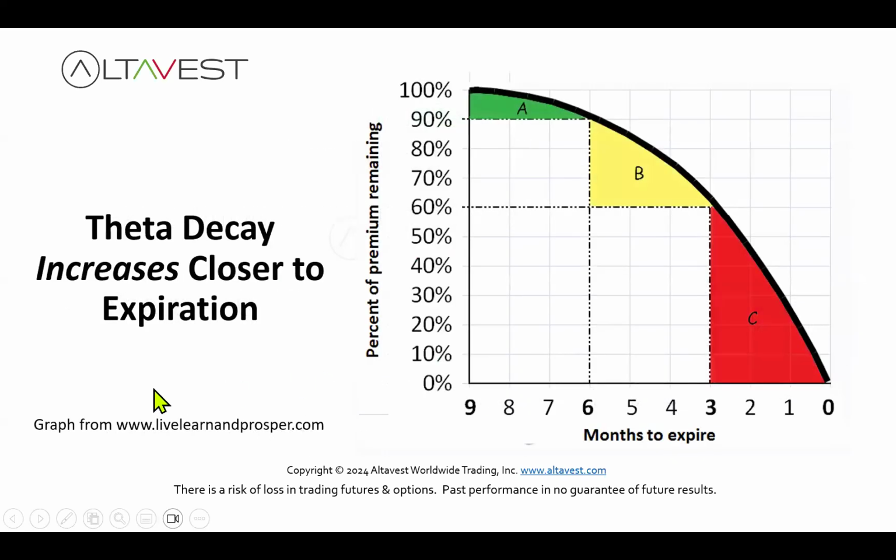So here's just a simple graph as to what that kind of looks like. You see the percent of the premium remaining here on the scale, and it drops and drops and drops as you approach time zero. And that's just typical. Every option does eventually expire. So theta decay always increases, and the rate of theta decay tends to increase as you get closer to expiration. I guess you could call it the rate of change in theta.